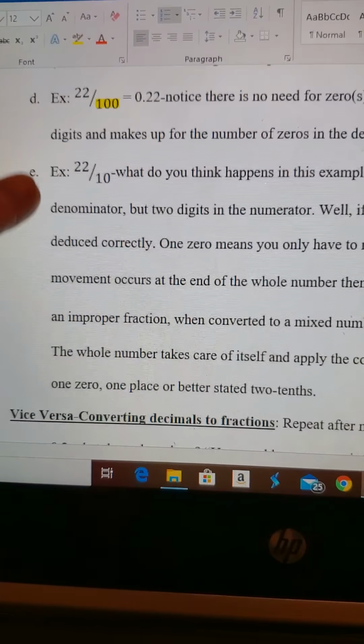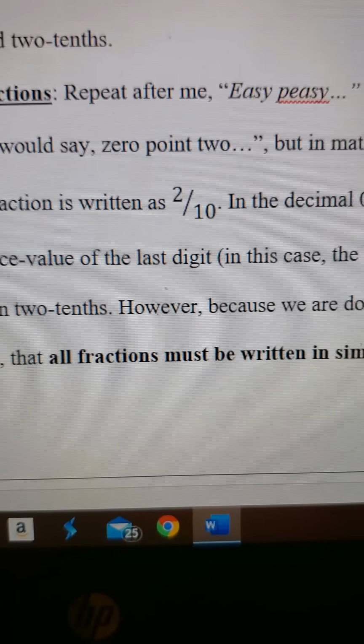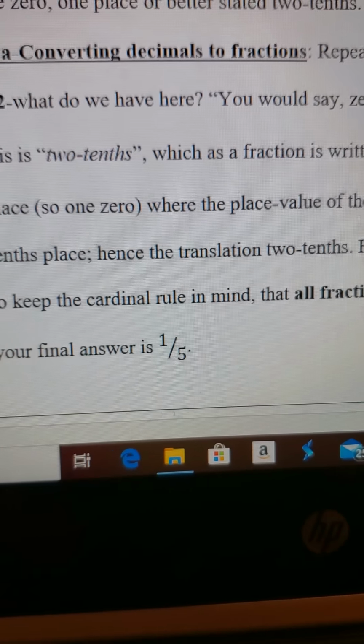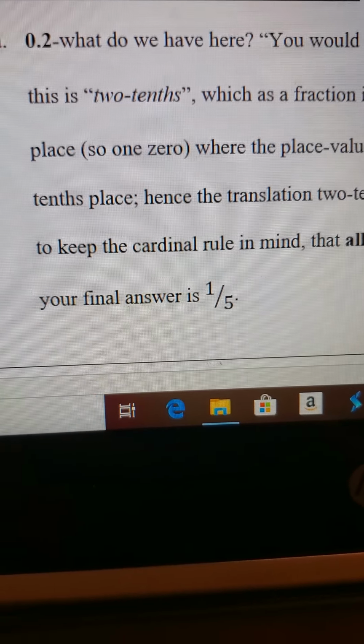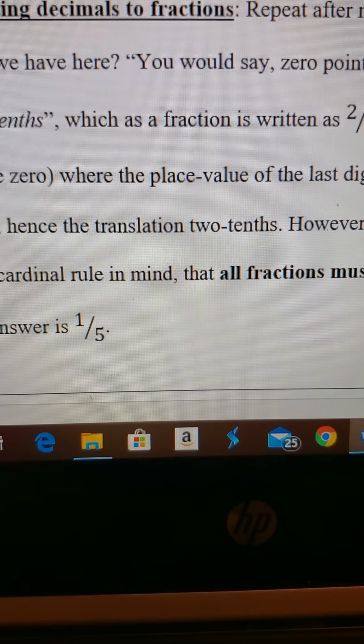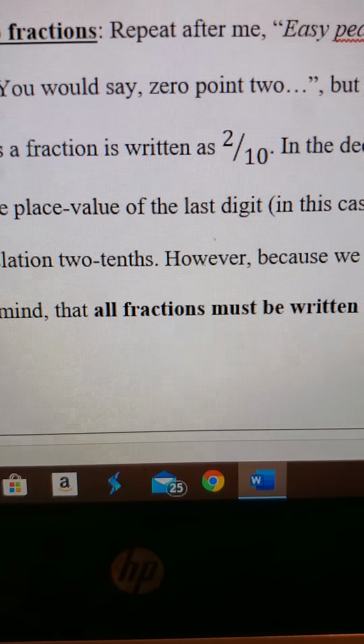Here we have 0.2, as you would say in layman's terms, but in mathematical language, this is 2/10, right? Which as a fraction is written as 2/10, because that's what decimals are.